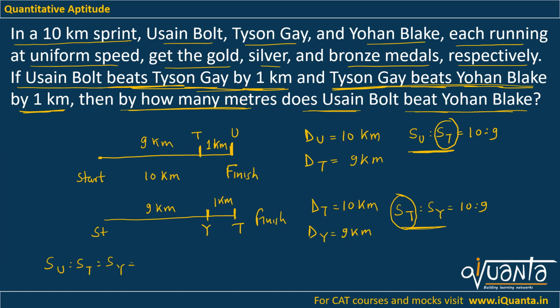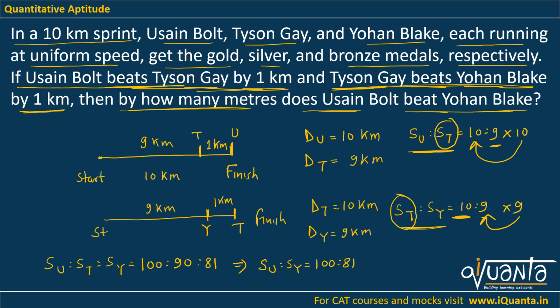Here it is 9, here it is 10. So how can we make 9 and 10 equal? I'll multiply this ratio by 10 and this ratio by 9. In that case, ST in both would become 90. So now I can write SU:ST:SY equal to, this 10 will also be multiplied with this 10. So 100:90, and this would become 9 into 9, 81. So this will be the ratio. From here I have the ratio of SU and SY, 100:81.